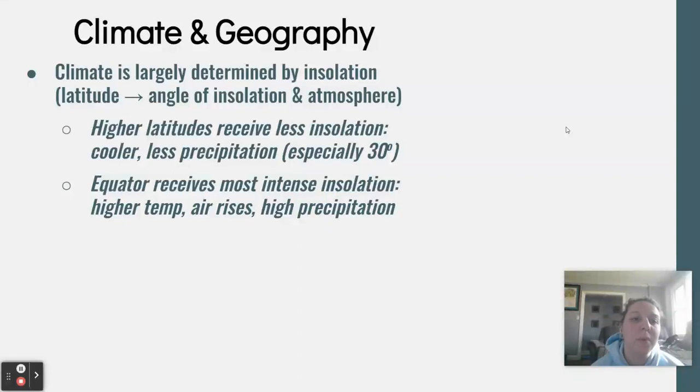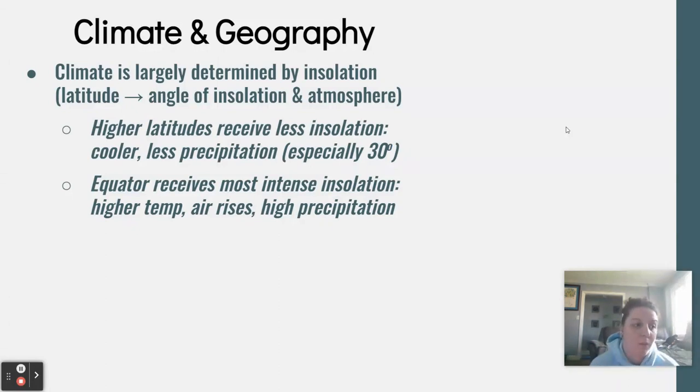So let's just remember that climate in general is largely determined by insolation. So that latitude is going to either increase or decrease the angle of insolation and how much atmosphere the sun has to pass through.